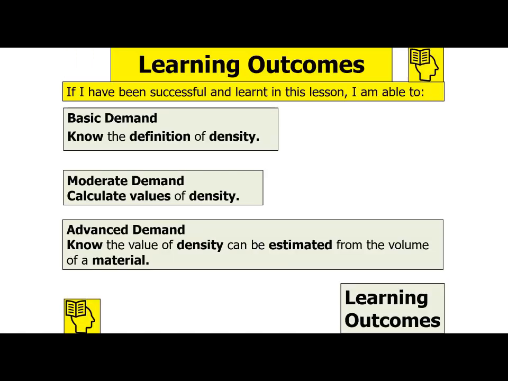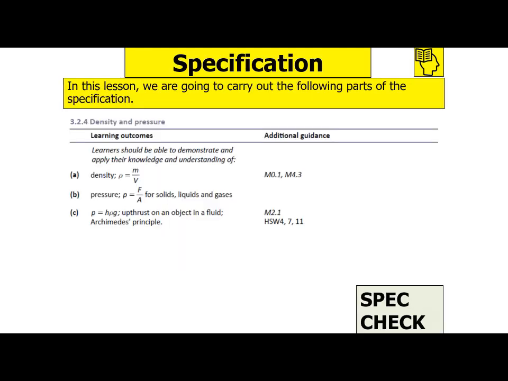If we've been successful in today's lesson, we should be able to know the definition of density, calculate the value of densities, and know the value of density can be estimated from the volume of a material. So we're going to be looking at the following part of the OCR A-Level Physics specification: 3.2.4 Density and Pressure, looking at this subtopic of A, density.